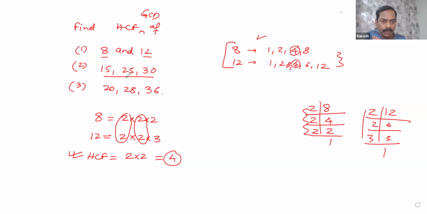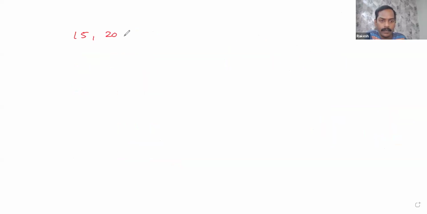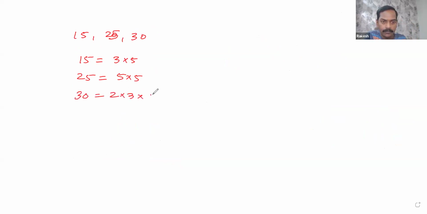Okay, so the next numbers are 15, 25, and 30. Let me just remove everything. For 15, the prime factorization is what? 3 into 5, right? For 25, it is not divisible by 2, neither divisible by 3, so obviously the next number will be 5 into 5, right? I hope you can do it by the long division method, so I'm not doing it again and again. Next is 30. It will be 2 into 3 into 5.